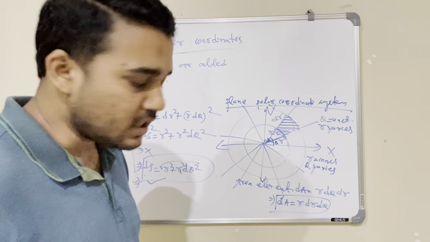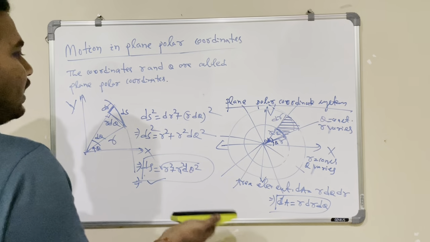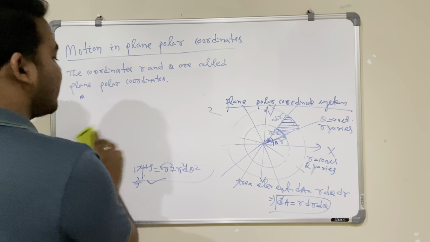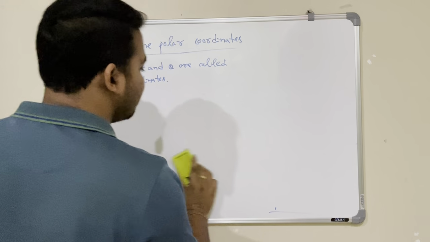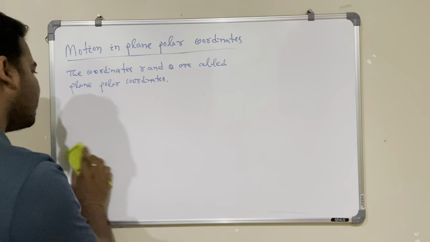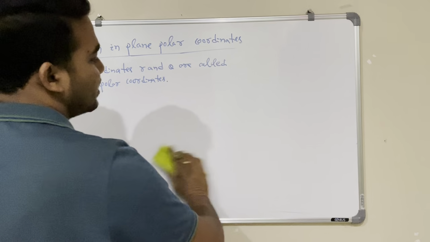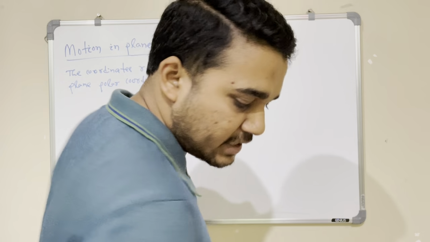Okay, so this is the thing, and our next task is to calculate the unit vectors in polar coordinate system. As we know, the unit vectors in Cartesian coordinate system are i cap and j cap.